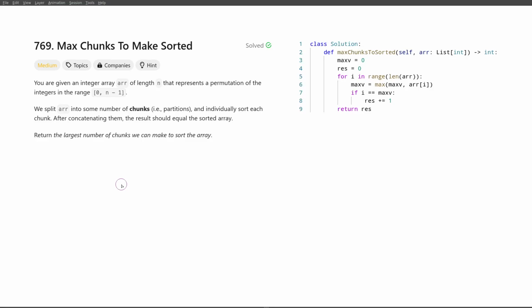Hello everyone, today we'll talk about the solution to the problem max chunks to make sorted. This is quite a nice problem with a short intuitive statement, and here we'll be making observations step by step that will simplify the solution more and more.